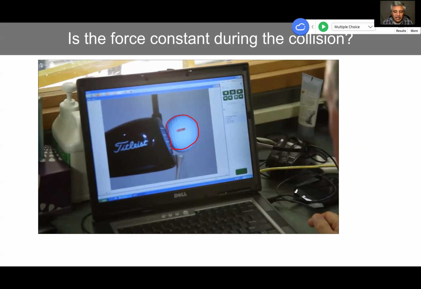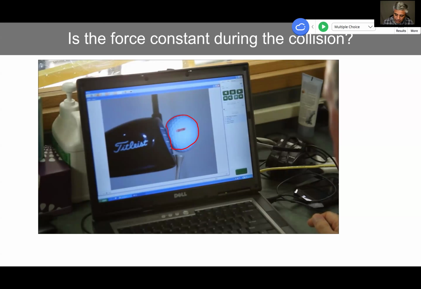Remember I talked about every object kind of acts like a spring, okay? So that's what you see here in action. It is like getting squeezed. When you push a spring, what happens? It gets shorter, right? So, a compressed spring. This ball is acting like a compressed spring at the middle of the collision, and then it springs back. So it is an example where the force is not constant in the collision, okay?